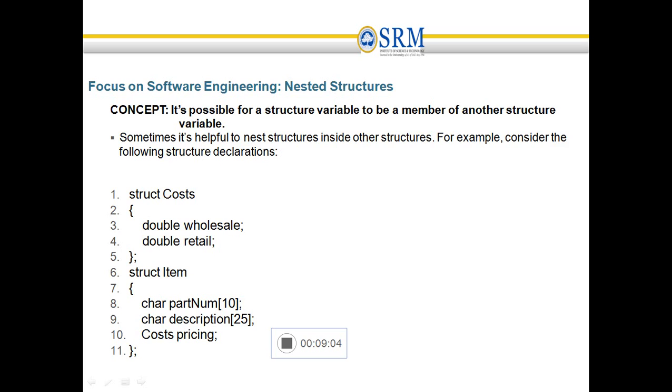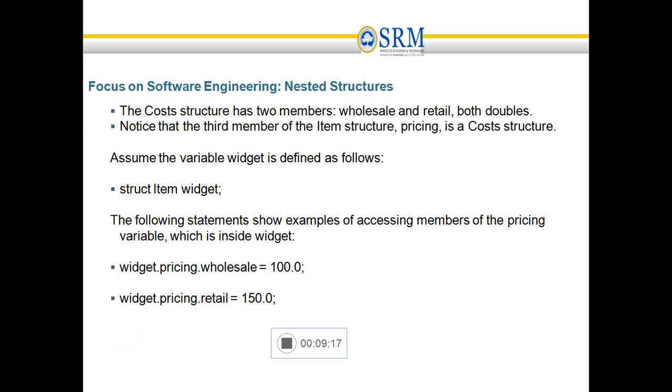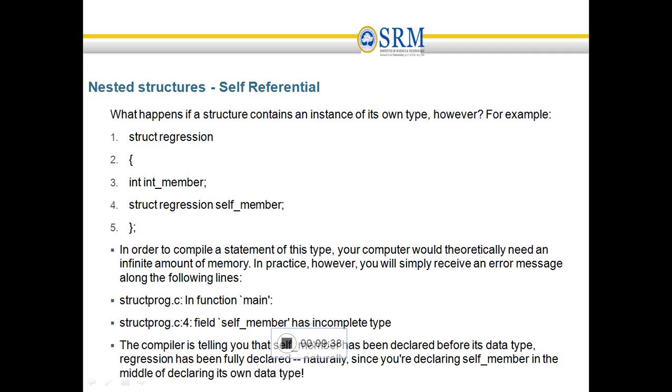Then you define it as cost pricing, so the pricing here may vary: pricing.wholesale or pricing.retail. This kind of approach you must understand from the software engineering perspective. So how do we access it? These two members, wholesale and retail, we understood. Once you define a structure variable as struct item, such as widget, you say widget.pricing.wholesale and widget.pricing.retail. Then you initialize.